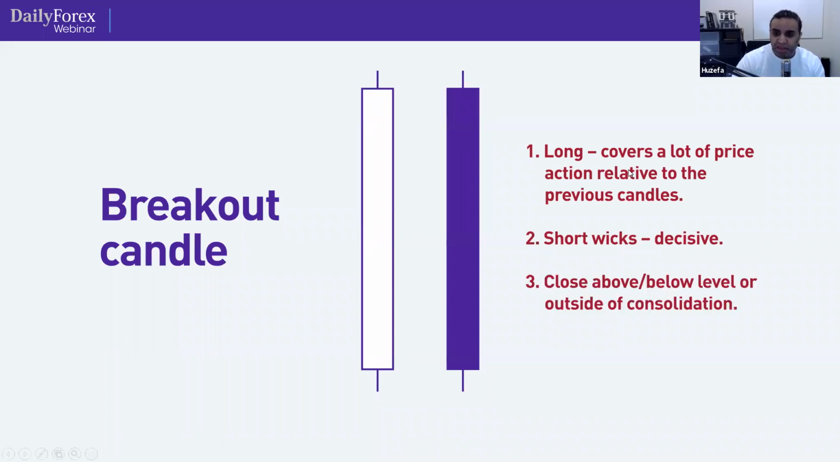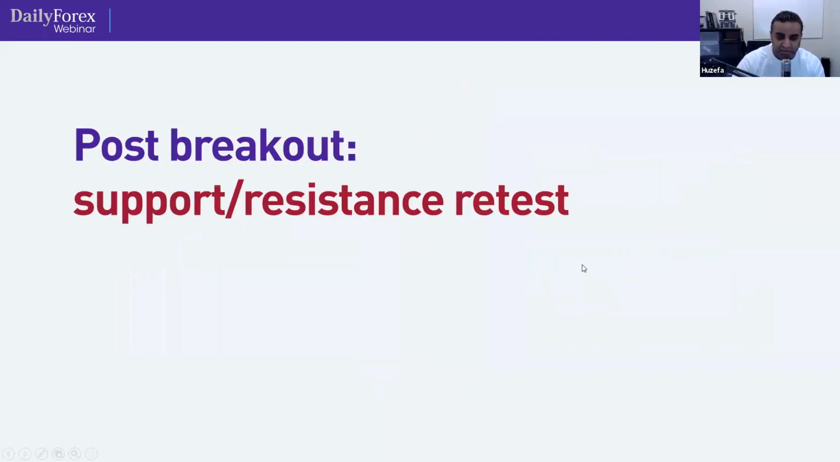And thirdly, you want the breakout candle to close above or below the key level that you're looking at. If it's a resistance level, you want the candle to close above that resistance level, or below if you're looking at a support level. Or if it's a pattern or a range, you want it to close outside of that range. Okay, so that's a breakout candle.